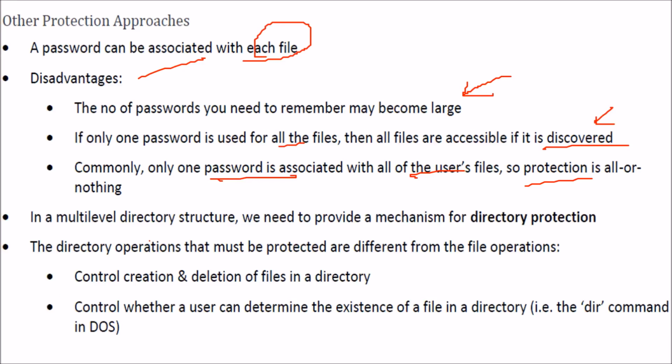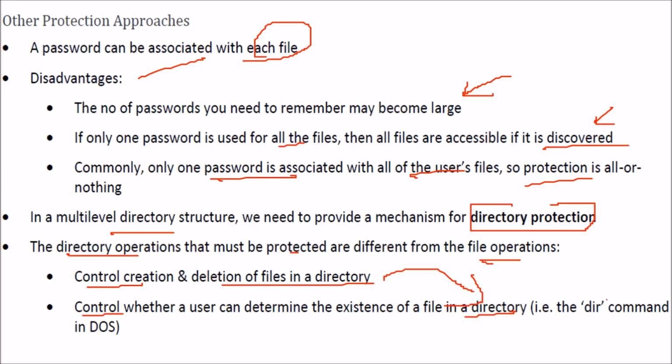When we deal with a multi-level directory structure, we need to provide a mechanism for directory protection. Directory operations that must be protected are different from file operations. In a directory we need to control creation and deletion of files, and also control whether a user can determine the existence of a file in a directory, for example using the dir command in DOS.